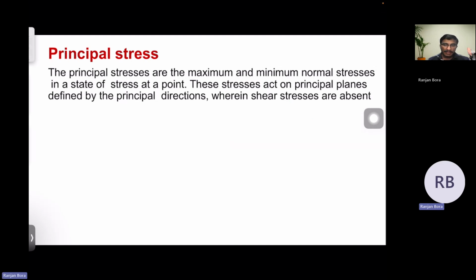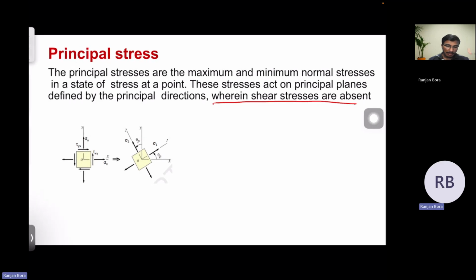So next was the principal stress. What is the principal stress? Principal stresses are the maximum and minimum normal stresses in a state of stress at a point, and these stresses act on principal planes defined by the principal directions, wherein shear stresses are absent. So what are the principal planes? Principal planes are those planes in which there is only normal stress acting. There is no shear stress acting on the principal plane. That means shear stress is zero.